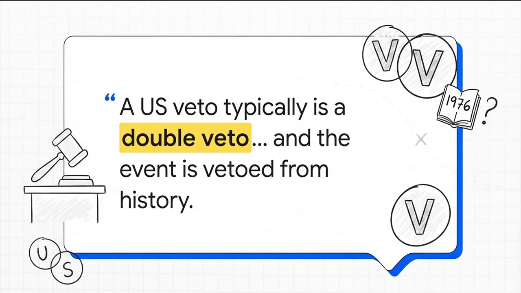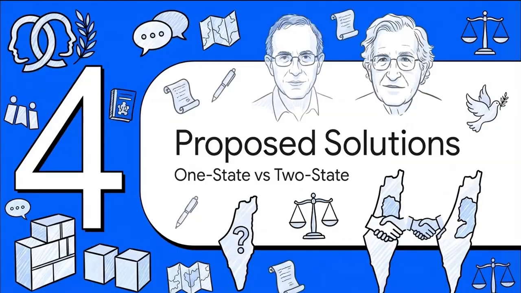And this quote brilliantly illustrates his point. Chomsky points out that a U.S. veto typically functions as a double veto. So what does he actually mean by that? Well, he means the resolution is obviously not implemented, but more insidiously, the event is vetoed from history. When the U.S. blocked a major resolution back in 1976, it didn't just stop a policy. It effectively erased that potential turning point from the mainstream historical record. Dropping the double veto concept in your exam is a surefire way to demonstrate a really deep, critical reading of Chomsky's geopolitical analysis.